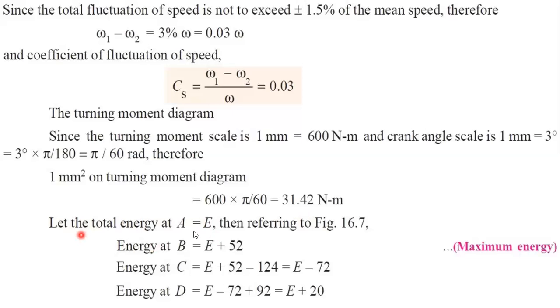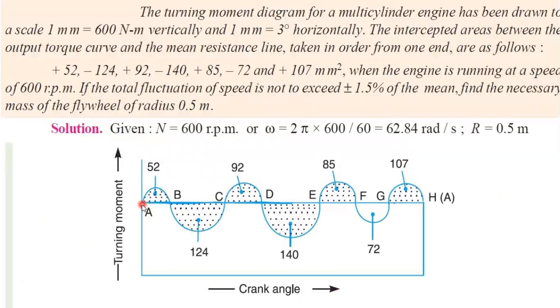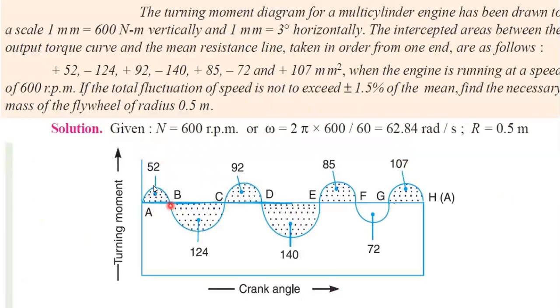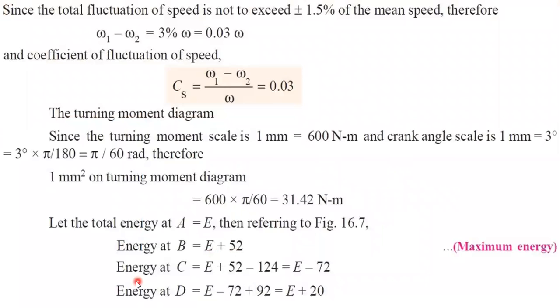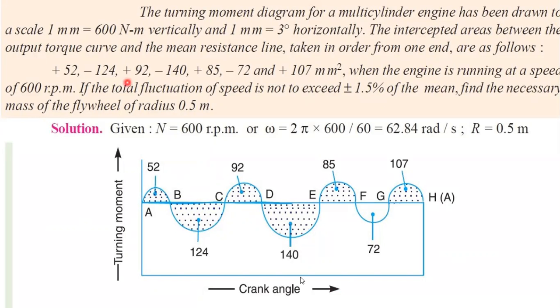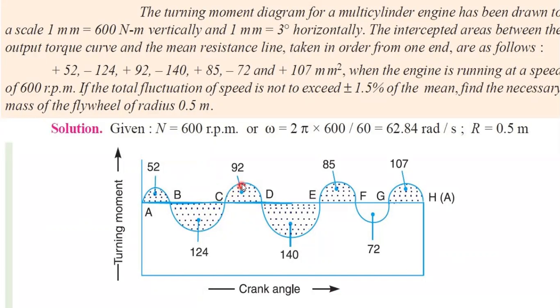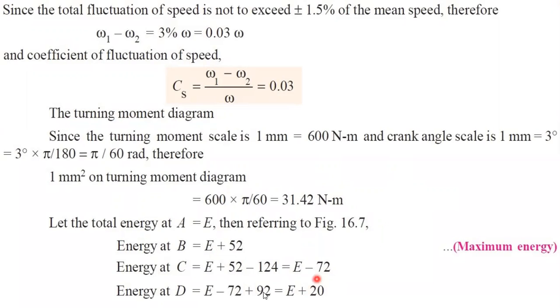So let the total energy at A be E. Assume the total energy at A is E, and at B, 52 is positive, so E plus 52. So energy at B will be E plus 52. Next is point C. Here we are having negative, minus 124. Whatever values you got, you just write as they are. Energy at C is E plus 52 minus 124, since it's negative, so you'll be getting E minus 72. Energy at point D, now positive, plus 92. So E minus 72 plus 92, so you will be getting E plus 20.